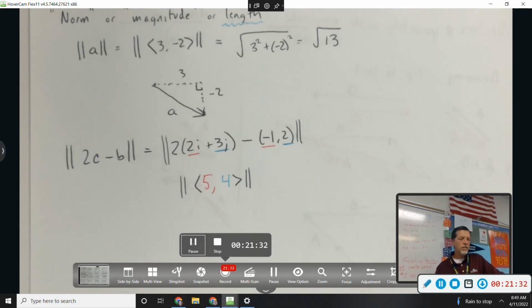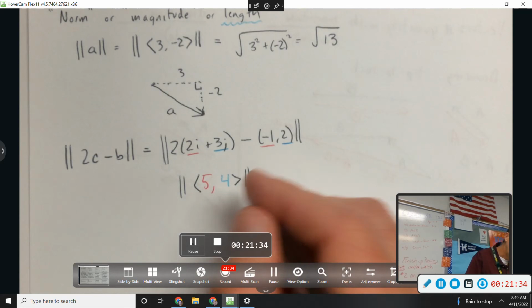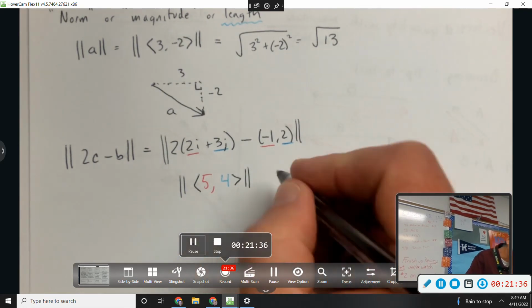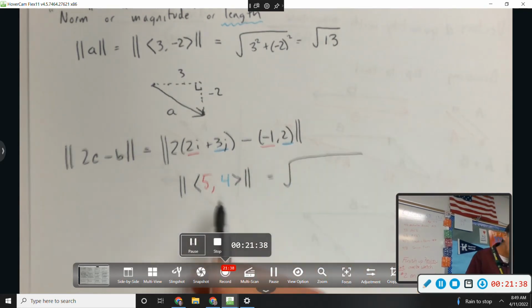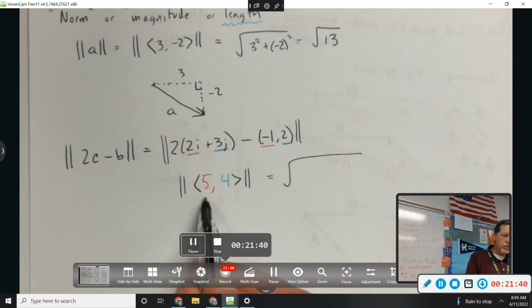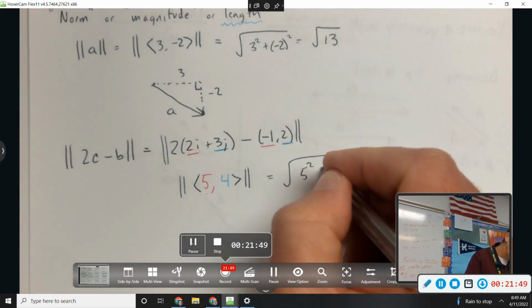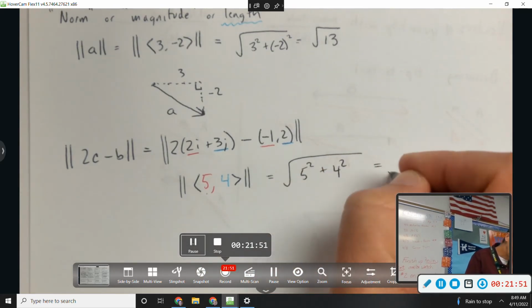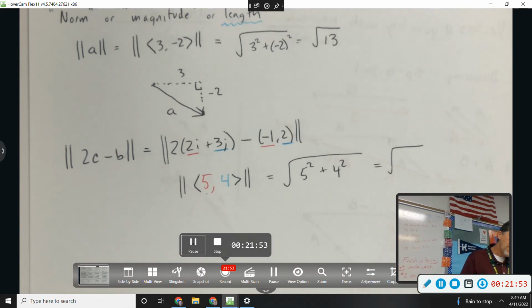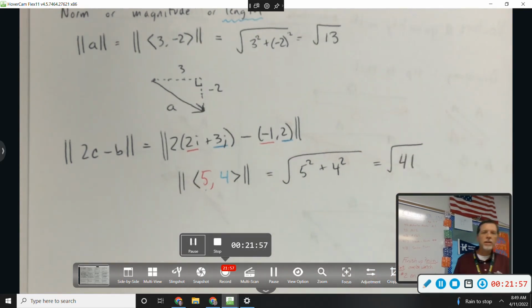So there's just a lot of steps to this problem. None of them particularly hard, just a lot of steps. I don't need to draw the picture. I know that this means 5 right and 4 up. So this represents kind of how to build the triangle. A squared plus b squared. So 25 plus 16 is 41. So the length of 2c minus b is square root of 41.